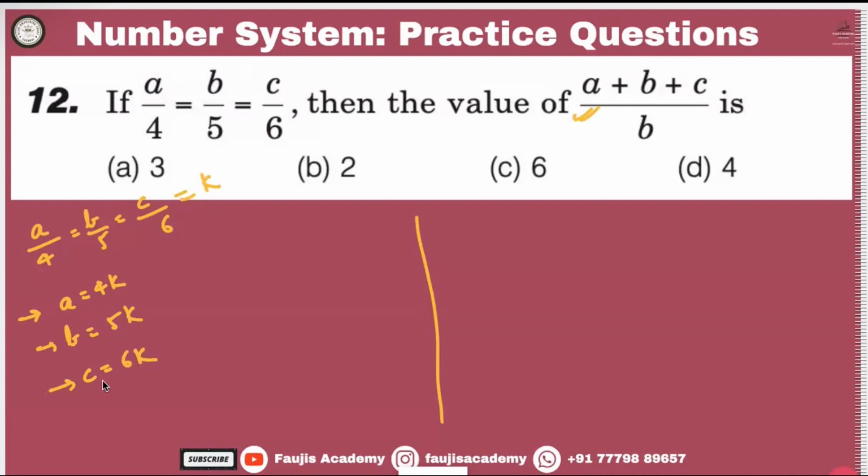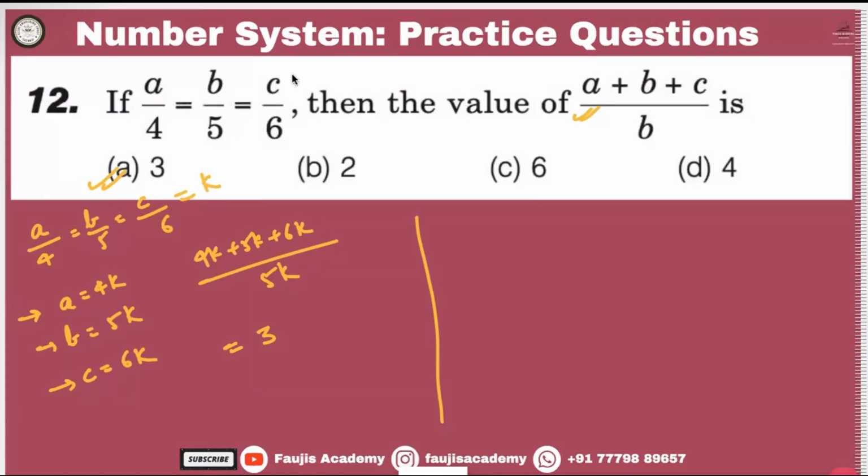Yes, sir. Now just substitute the value of a plus b plus c. A plus b plus c means what? 4k plus 5k plus 6k divided by b, that means your 5k. How much is the answer? 6 plus 4, 10, 15 by 5, that means 3, right? Right, sir. Got it?